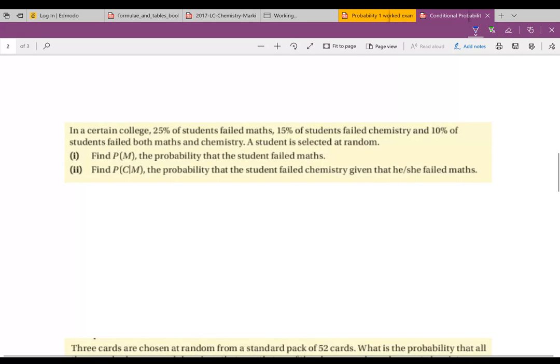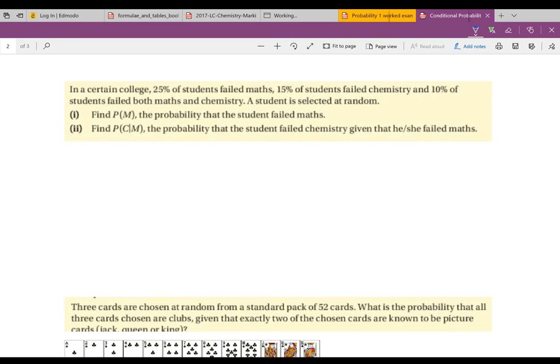Okay, right, going into our more word problem questions now rather than Venn diagrams. In a certain college, 25% of students failed maths. So that actually answers our first part here. Generally I answer probability questions as either a decimal or a fraction. So 25% or 1/4. Usually decimals are easiest. That is the probability of students that failed maths.